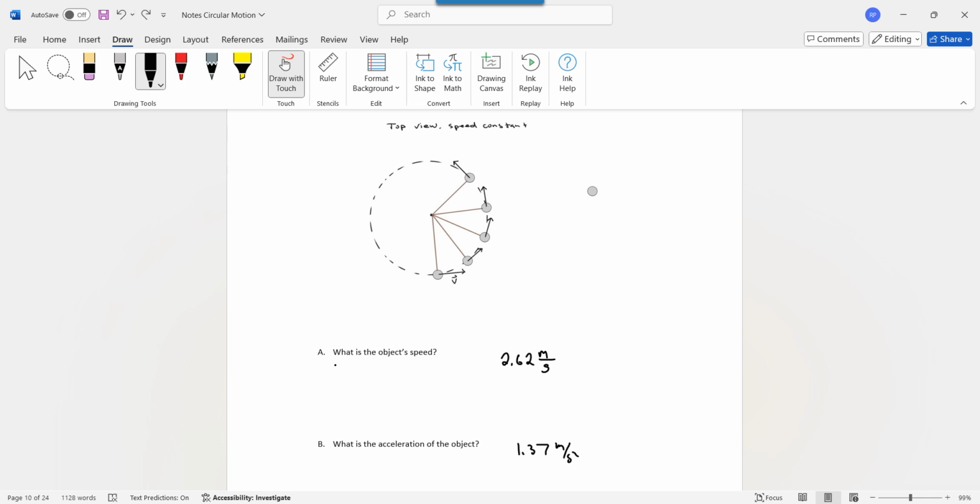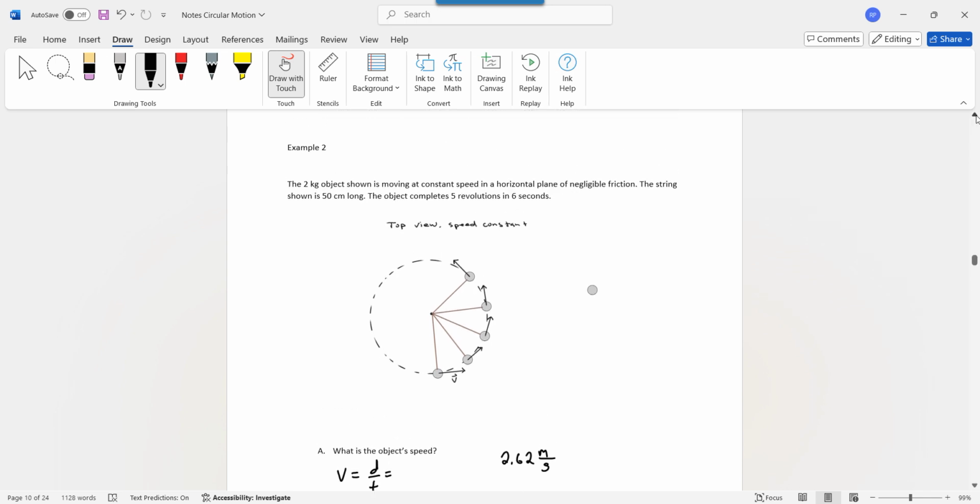So, the first one here: what is the object's speed? When you're calculating the speed of an object that is moving in circular motion, I like to do it like this. Your speed, the magnitude of your velocity, I usually just put v for that, is equal to distance over time. And in this example, it says the object completes 5 revolutions in 6 seconds, and the length of the string is 0.5 meters.